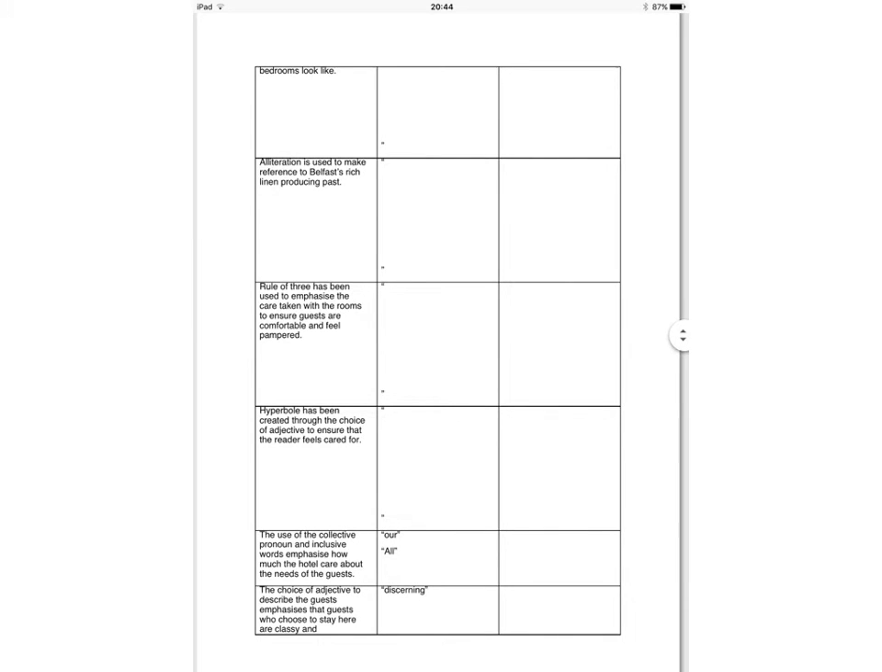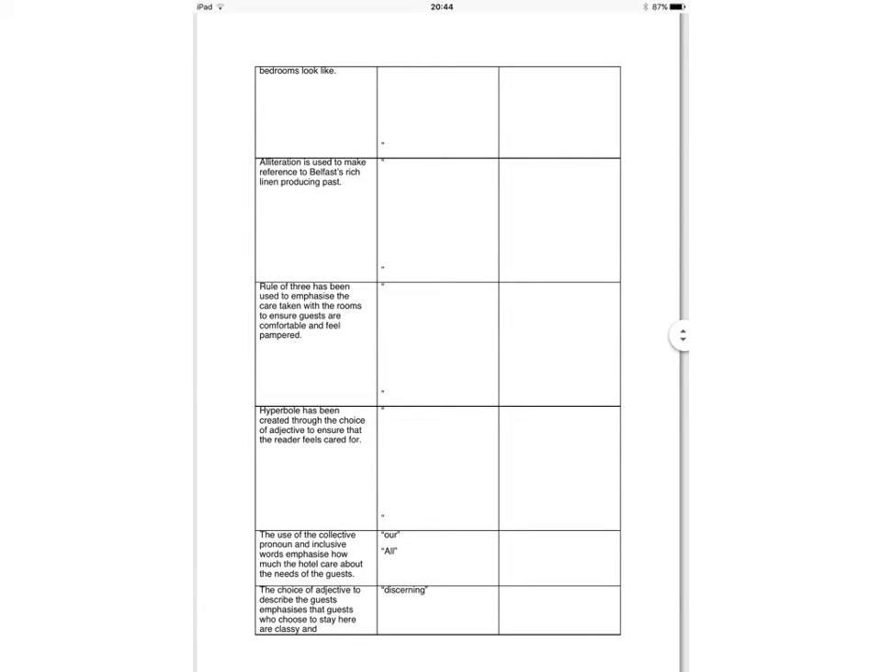Then you need to find examples of where alliteration is used to make reference to Belfast's rich linen producing past. Again, trying to emphasise just how historically rich this hotel is and how much you will learn from your stay there. Rule of 3 has been used to emphasise the care taken with the rooms and ensure guests are comfortable and feel pampered, so you need to find that rule of 3.